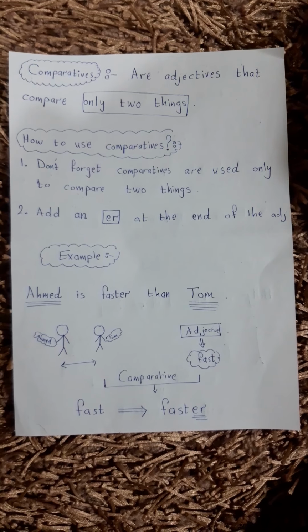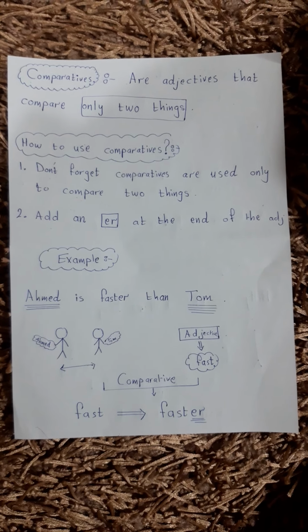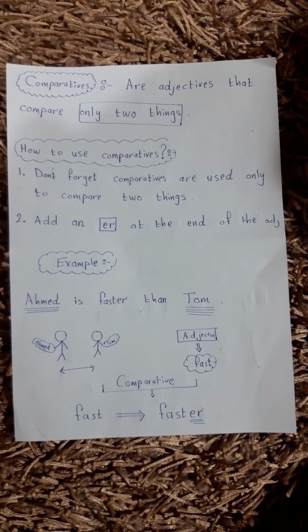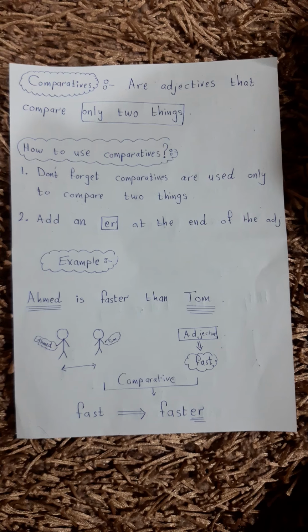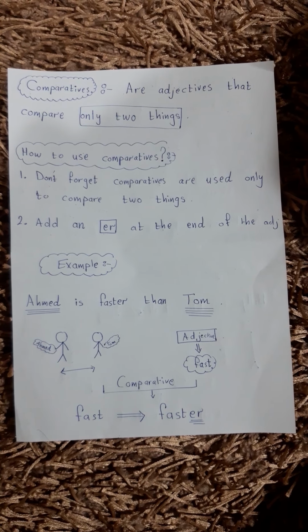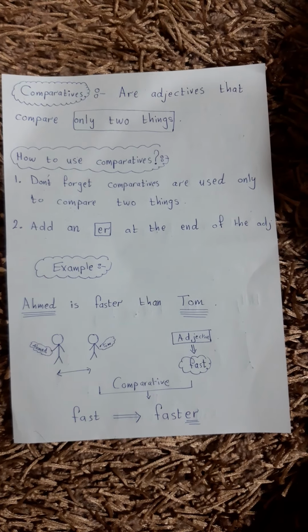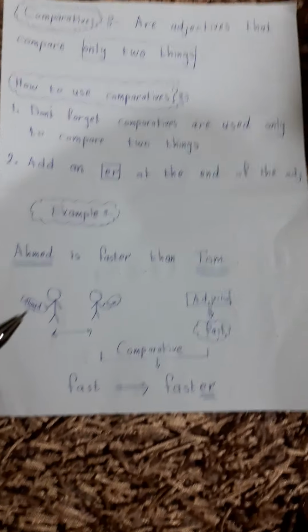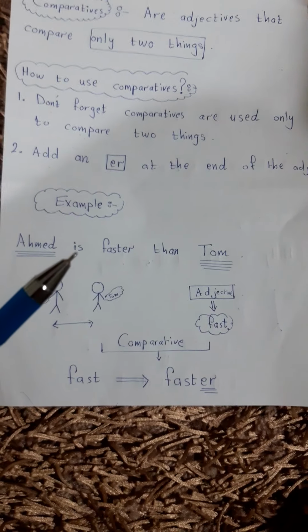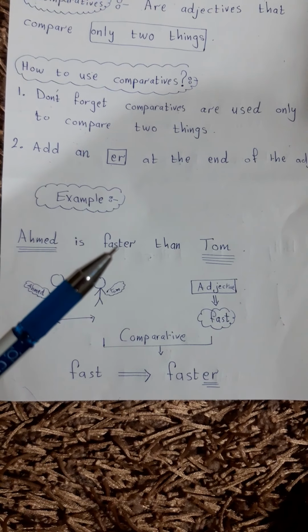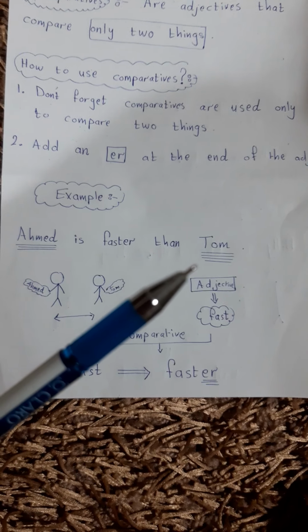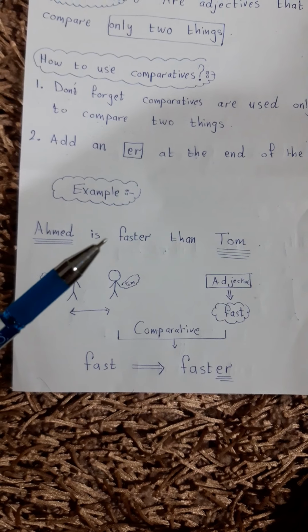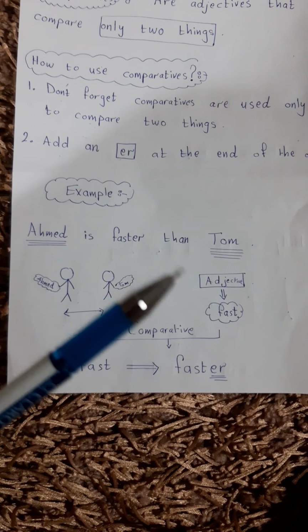For example, fast, faster, tall, taller. Example: Ahmad is faster than Tom.